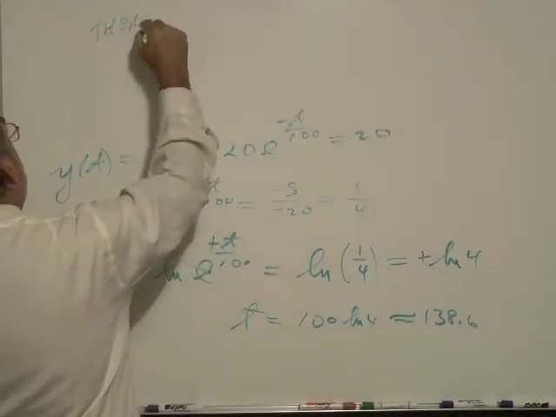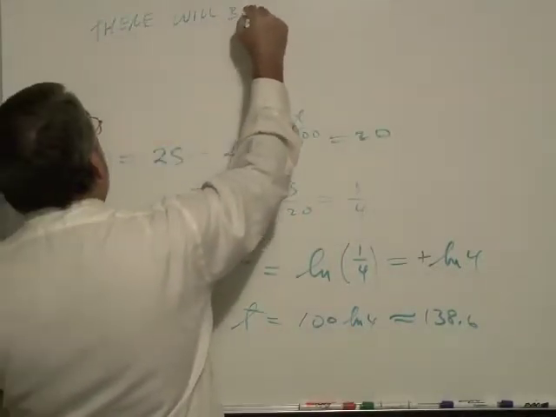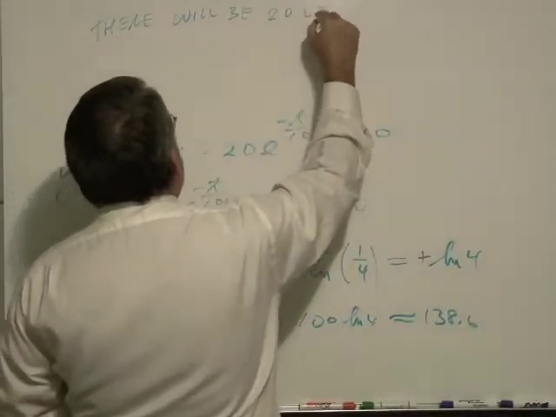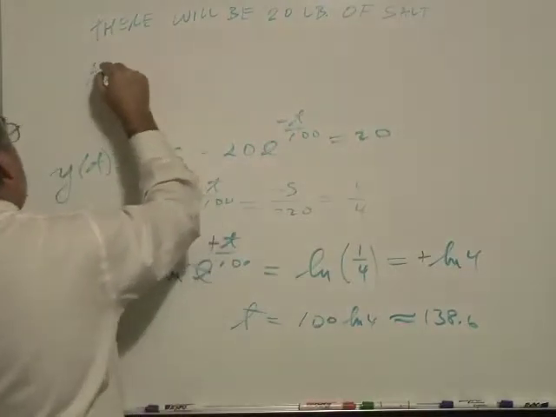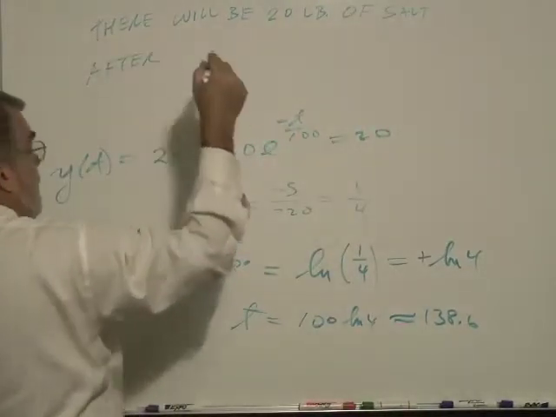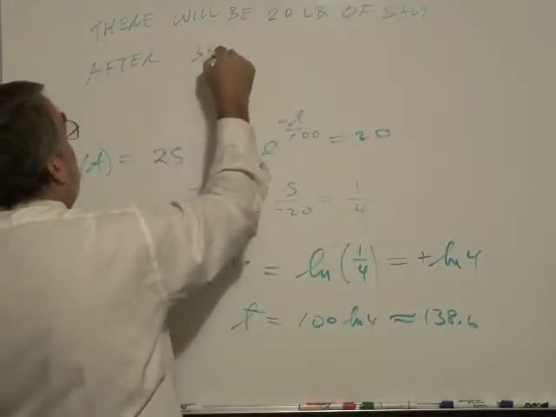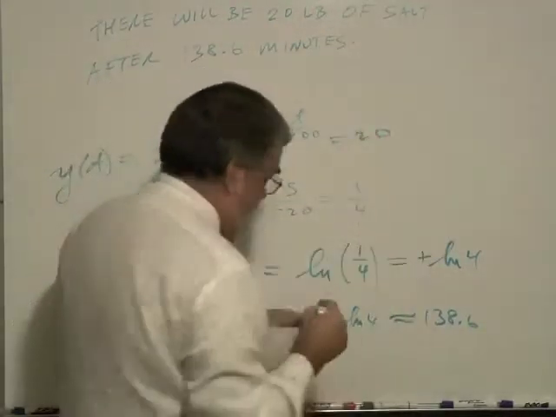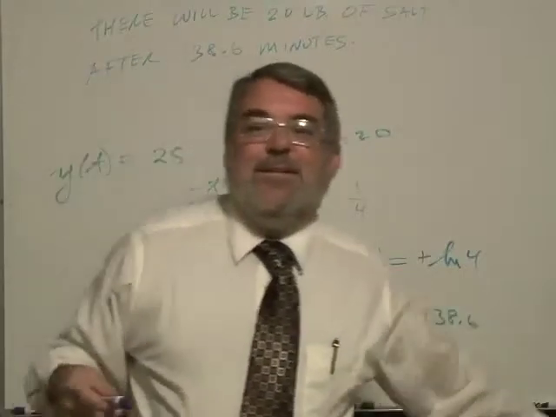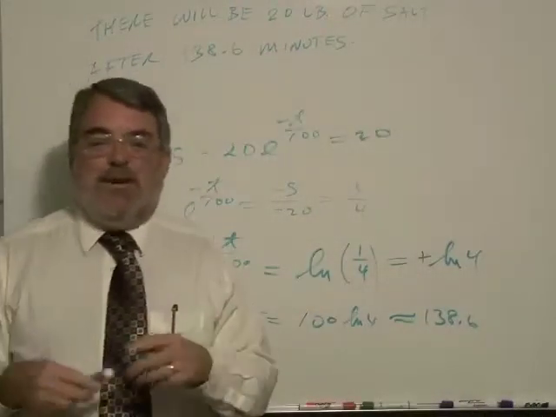There will be 20 pounds of salt after about 138.6 minutes. All right, so we have solved the problem completely, the well-stirred tank problem.